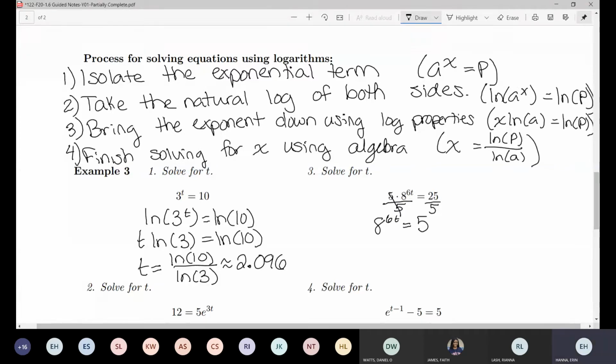25 divided by 5 is 5. Once I've isolated, take the natural log of both sides. Bring the exponent out. I would suggest taking the entire 6t. If you know what you're doing, you could just take out the t, but I just suggest always taking the whole thing.